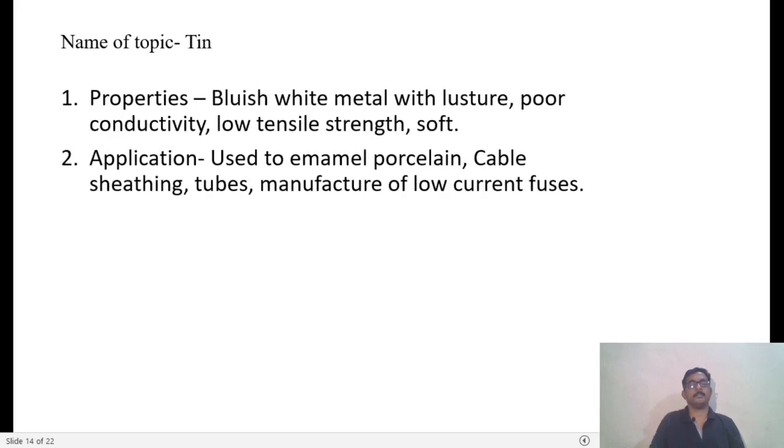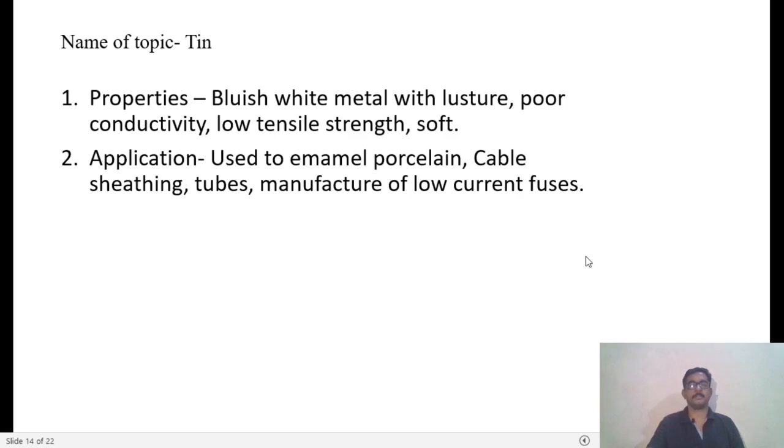Tin. Tin is a bluish white metal with luster, poor conductivity, low tensile strength, and it is a soft metal. It is used to enamel porcelain and clay materials, for cables, sheathing tubes, and manufacture of low current fuses.